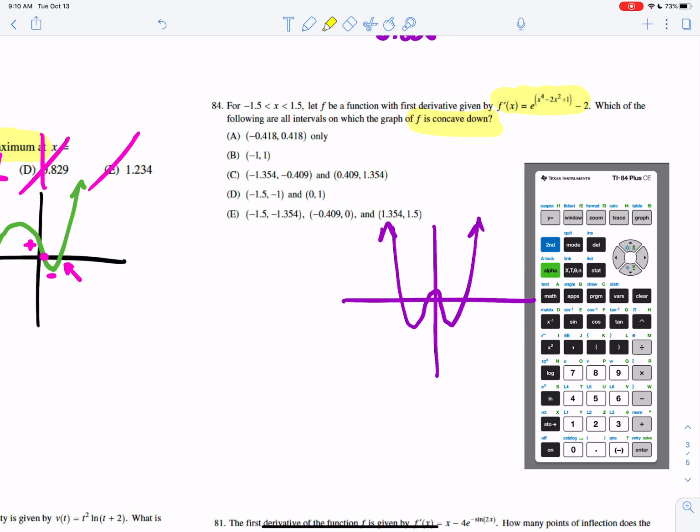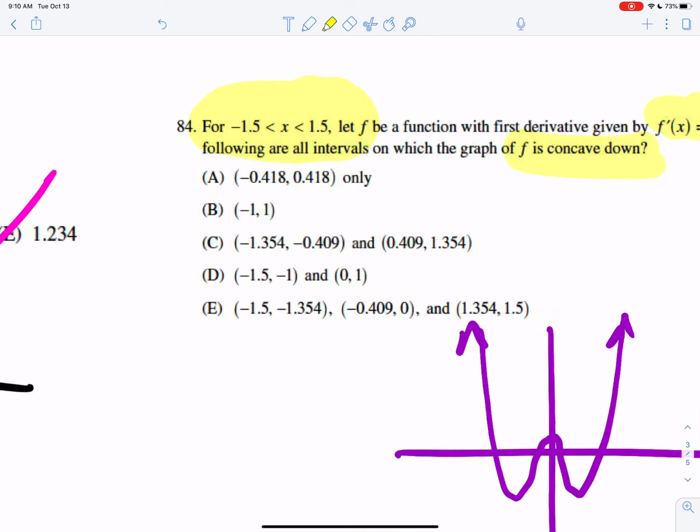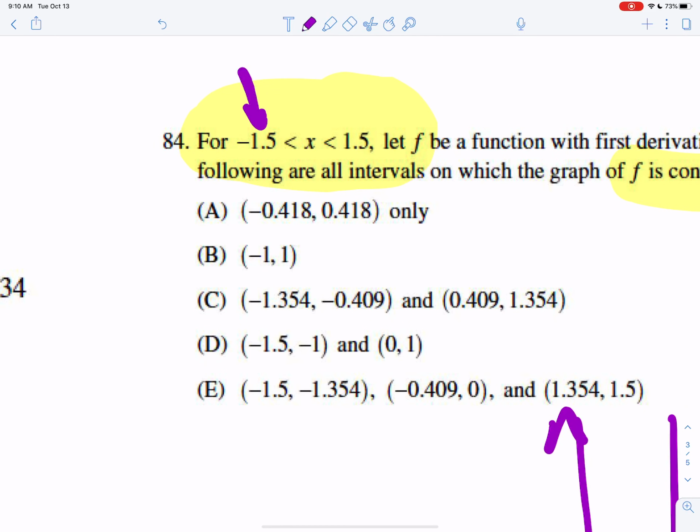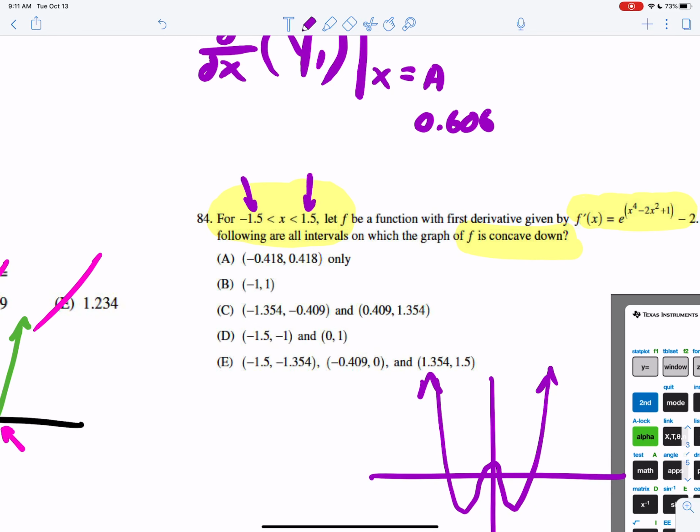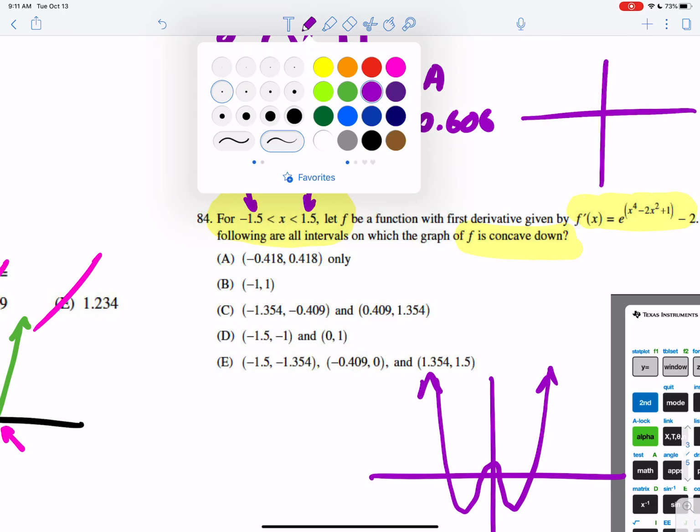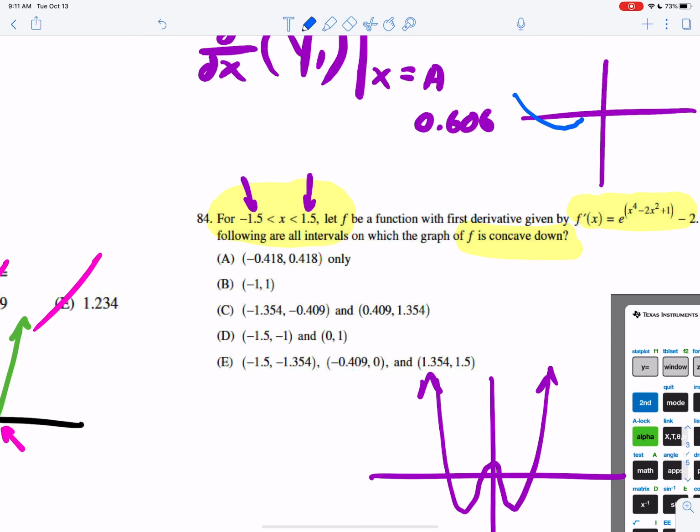So here you notice that they give you a window. They tell you what the x min and the x max is. So I'm going to go to window here, type in negative 1.5 for the minimum and 1.5 for the x maximum. Everything else you leave alone. Hit graph one more time. You should get something that looks like that, because it's focusing in on an area.